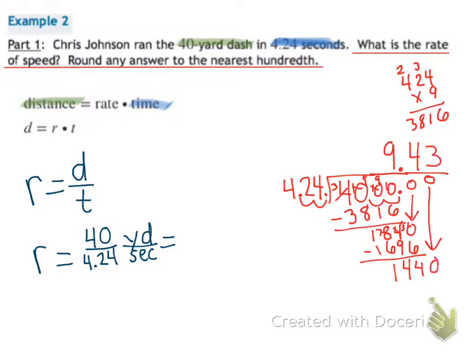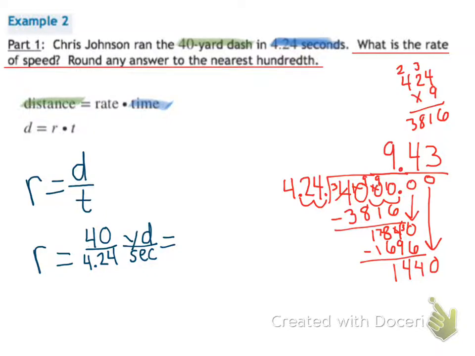So I'm just doing my division here. Okay, and I stopped here. I need to round to the hundredths. So right now my 9 is in my ones place. The 4 is in the tenths place. And the 3 is in the hundredths place.